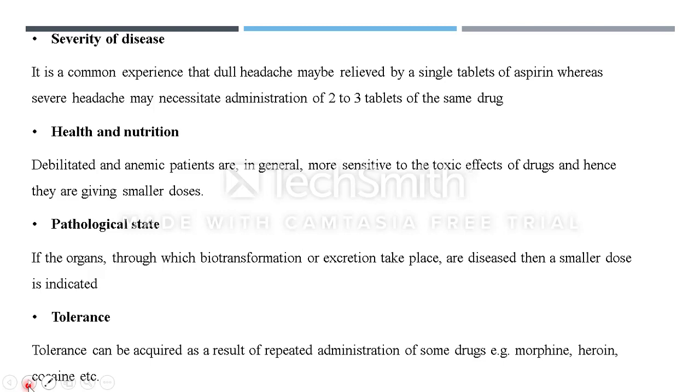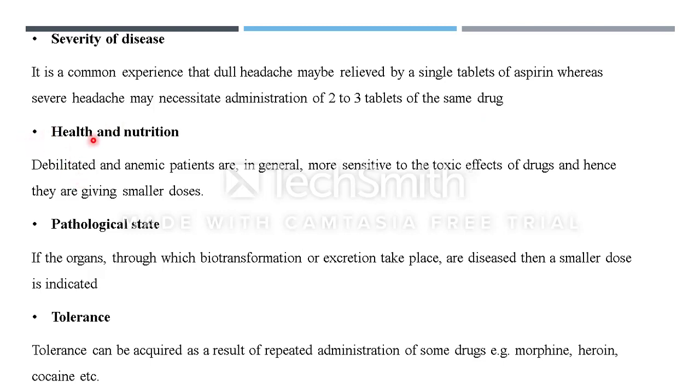The fourth one is severity of disease. How severe the disease is can determine the dose that we expect to give to the person. It's a common experience that a dull headache may be relieved by a single tablet of aspirin, whereas a severe headache may necessitate administration of 2 to 3 tablets of the same drug. So the severity of the disease may affect the dose of the drug that will be taken by the patient. The higher the severity, the higher the dose that will be administered to the patient.